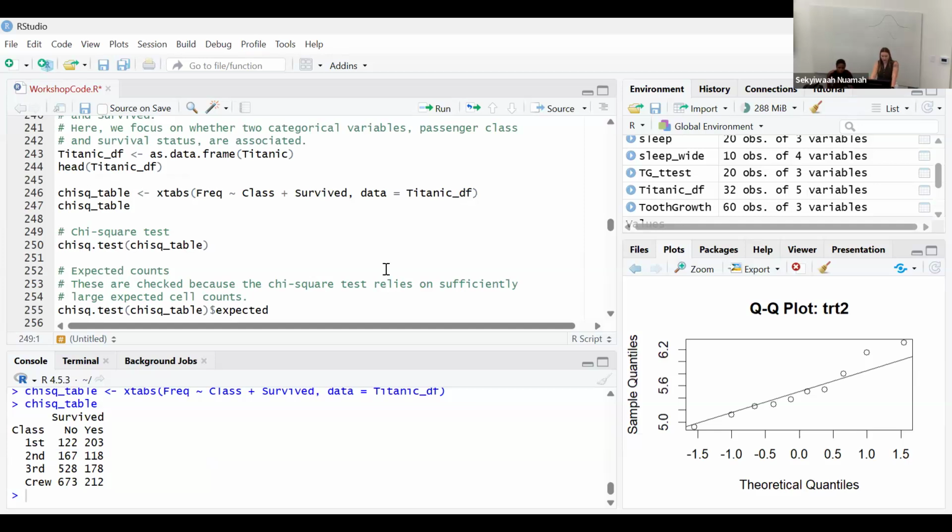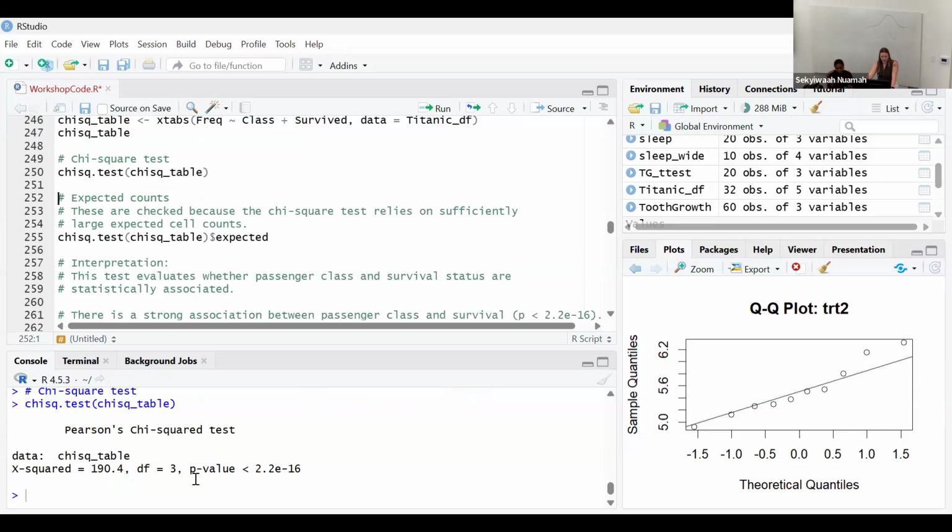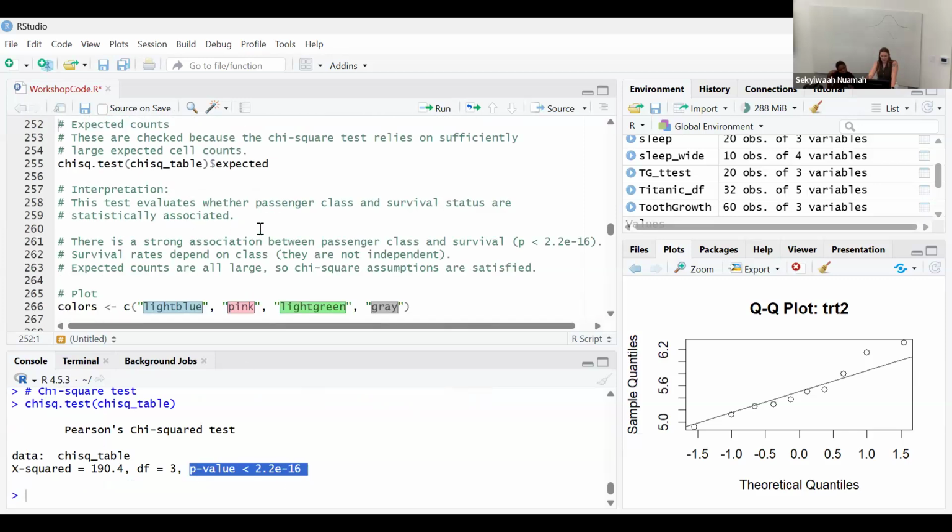So let's go ahead and run our chi-squared test. If we look at this, we have a very low p-value. That means there is a strong association between passenger class and survival. So your class did matter. If you look at someone's class, you could probably guess whether they survived or not.